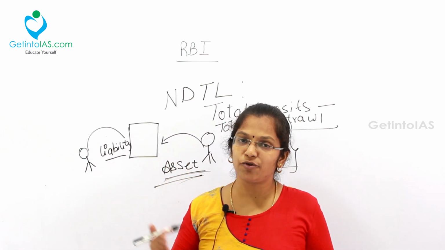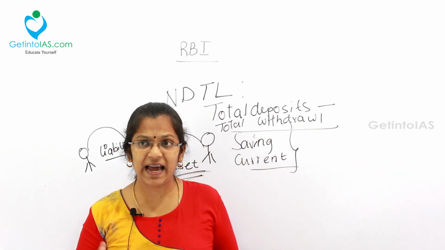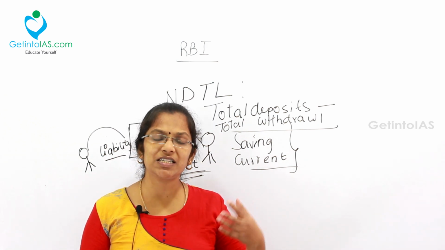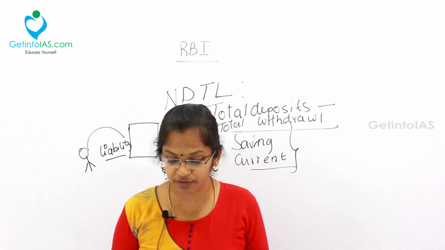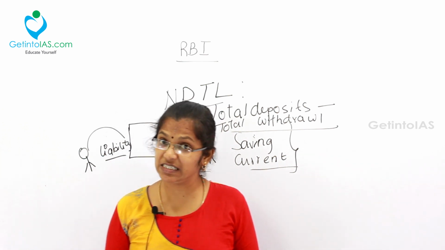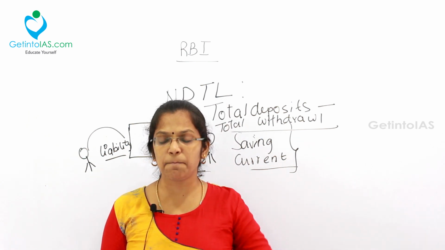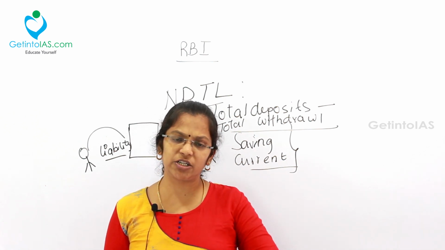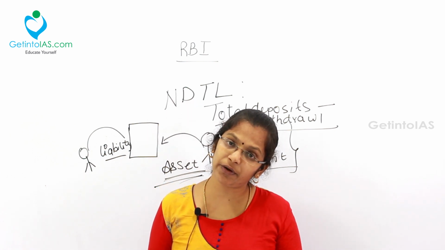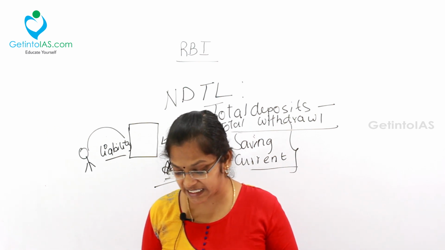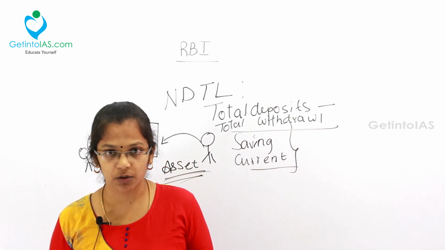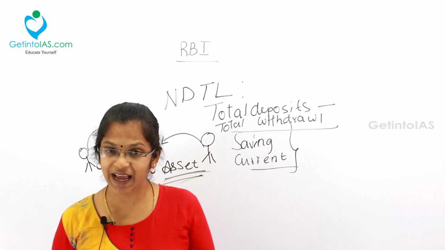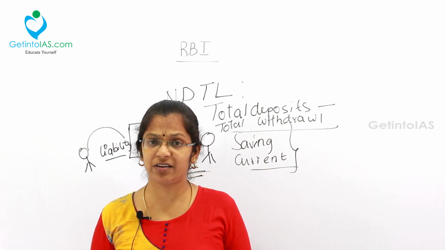Now coming to the next instrument, the market stabilization scheme. What is this market stabilization scheme? These are special bonds issued by the RBI on behalf of the government. So we understood that this is a bond. But what is the use of it? Again, to absorb the excess liquidity in the system. When the RBI sells this bond, what will happen? People will buy it if it has an attractive interest rate.